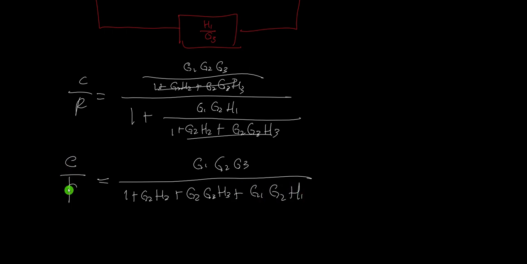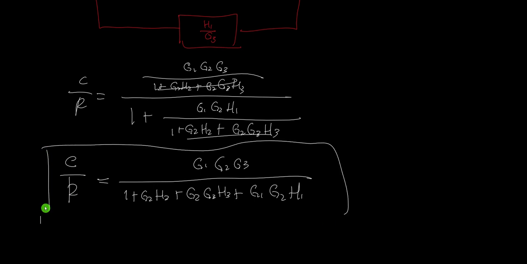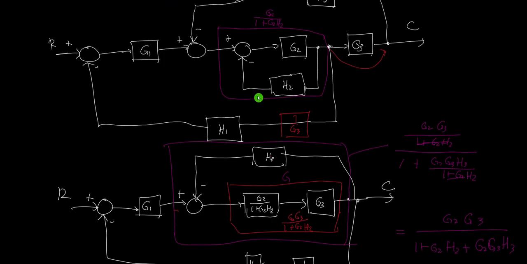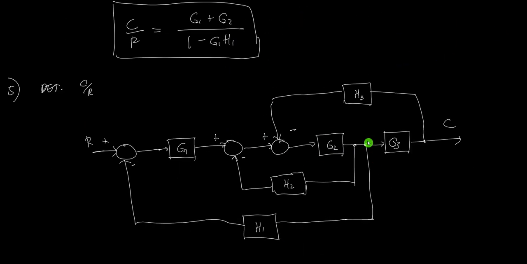And this will be C over R. So that's how complicated this one is. But if you know how to move these summing points and take-off points, it doesn't matter.